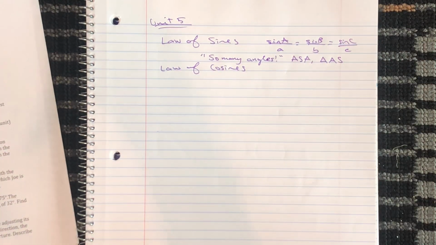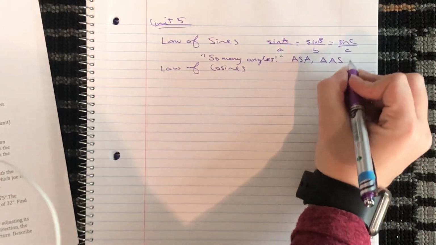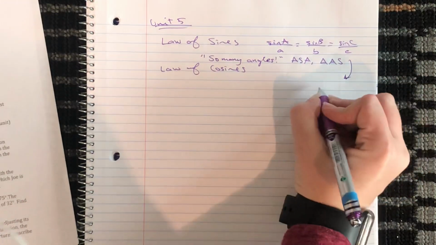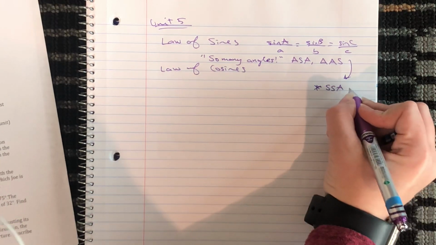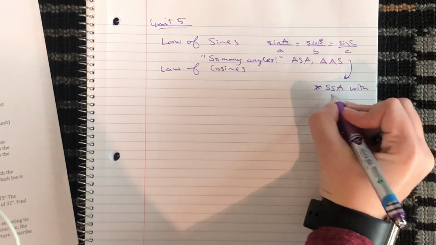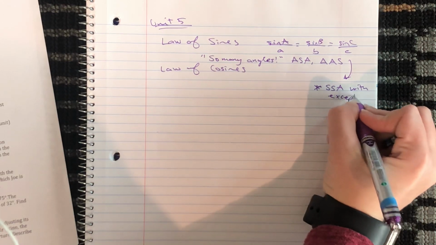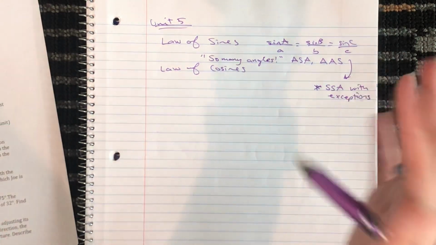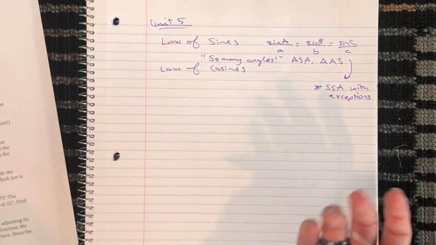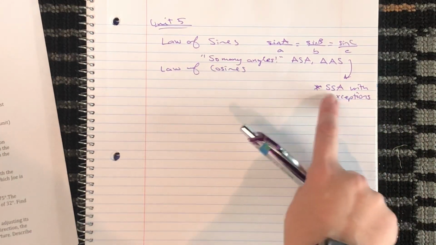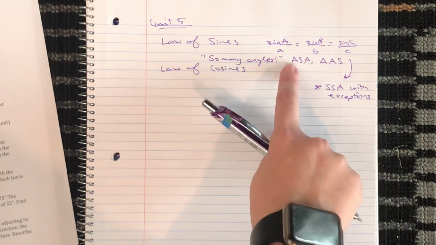Now, you are able to use, I'm going to put an asterisk up here. I hope you can see that. I'll put an asterisk right here. That says you can use it for SSA with exceptions. So sometimes you use it with SSA, and sometimes you get a triangle, sometimes you don't. Sometimes you get more than one, sometimes you can have two triangles. So you've got to be careful if it's SSA, but these two are always guaranteed.